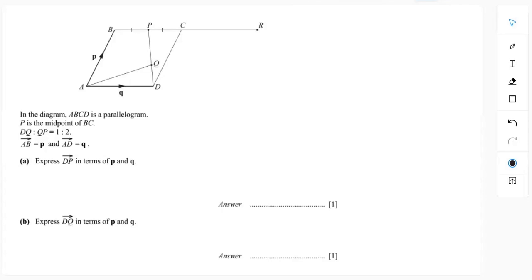So you have this diagram that's ABCD. It's a parallelogram. ABCD is a parallelogram. That means the opposite sides have equal lengths and they're parallel to each other. And that's what a parallelogram means.